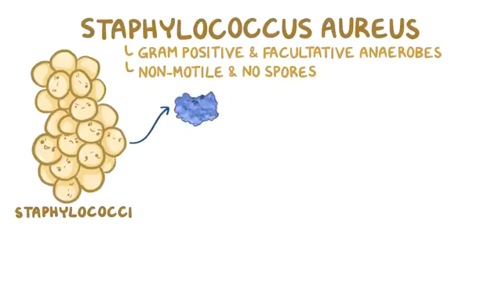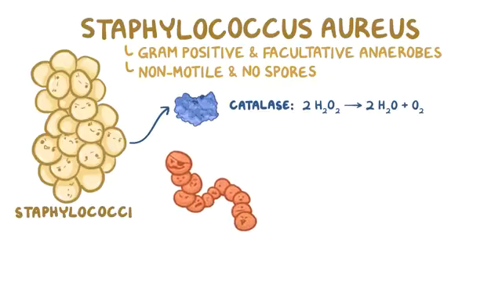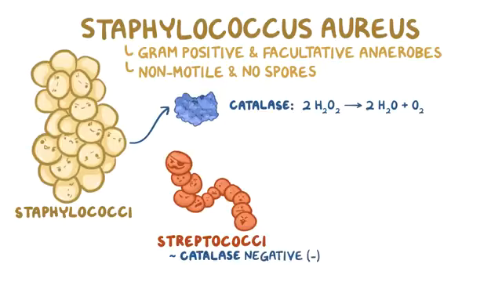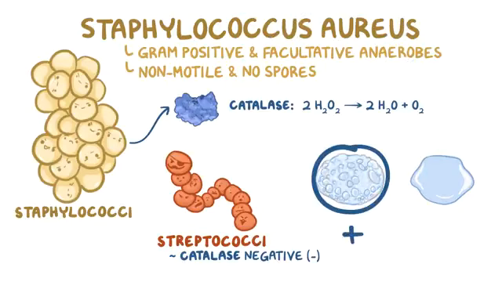Staphylococci produce an enzyme called catalase, which converts hydrogen peroxide to water and oxygen. Other common cocci, such as streptococci and enterococci, are catalase negative, so they don't have this ability, and we can use a few drops of hydrogen peroxide to differentiate them. Catalase positive bacteria will foam up, while with catalase negative bacteria, nothing happens.